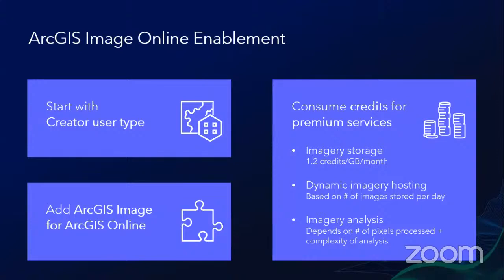Users with this Creator user type license can add on ArcGIS Image for ArcGIS Online as an extension to their license type. This will enable them to publish and manage their imagery and do analysis tasks within ArcGIS Online. After that, you are able to use ArcGIS Online credits, which are the currency for the premium services in ArcGIS Online, enabling you to consume services such as storage, imagery hosting on the cloud, and also the analysis capabilities.